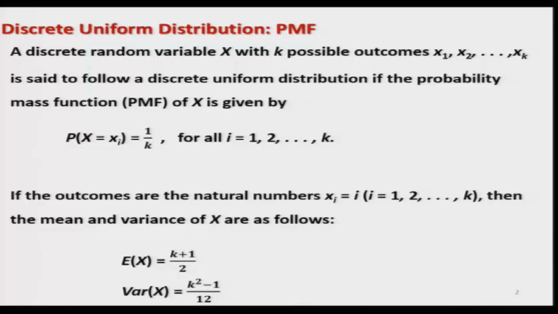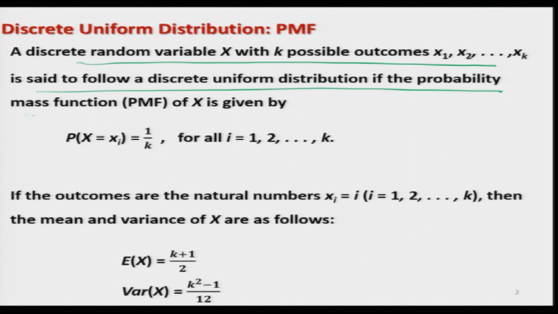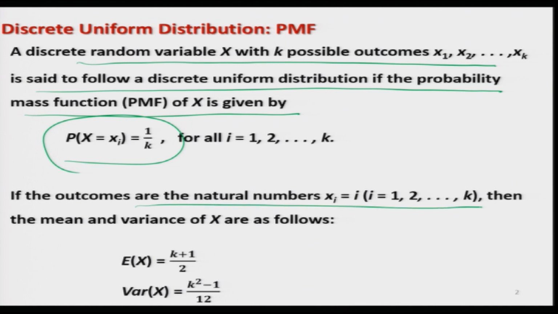First, a quick review of what we gave in the last lecture as the probability mass function of x. A discrete random variable x with k possible outcomes x1, x2, ..., xk is said to follow a discrete uniform distribution if the probability mass function of x is given by this function: probability of x equal to xi is 1 upon k for all i from 1 to k. We also discussed that if all the outcomes are the natural numbers 1, 2, 3, 4 up to k, then the mean and variance of x are obtained like this: mean is (k plus 1) upon 2 and variance is (k square minus 1) upon 12.